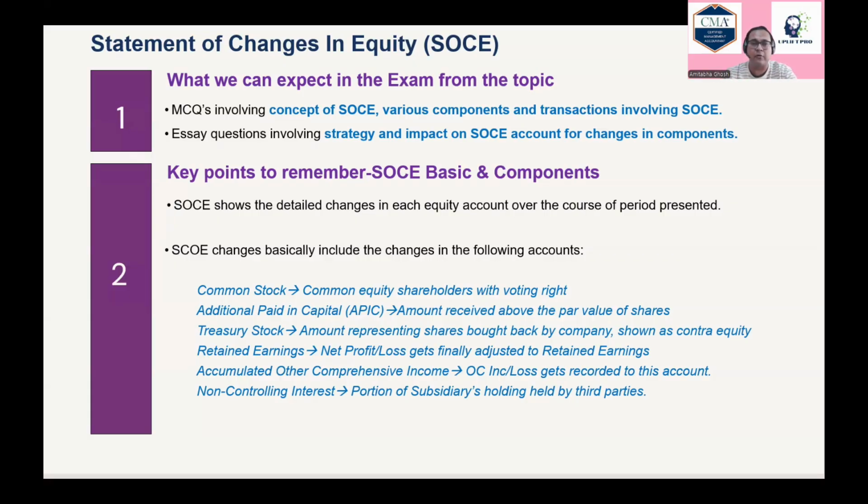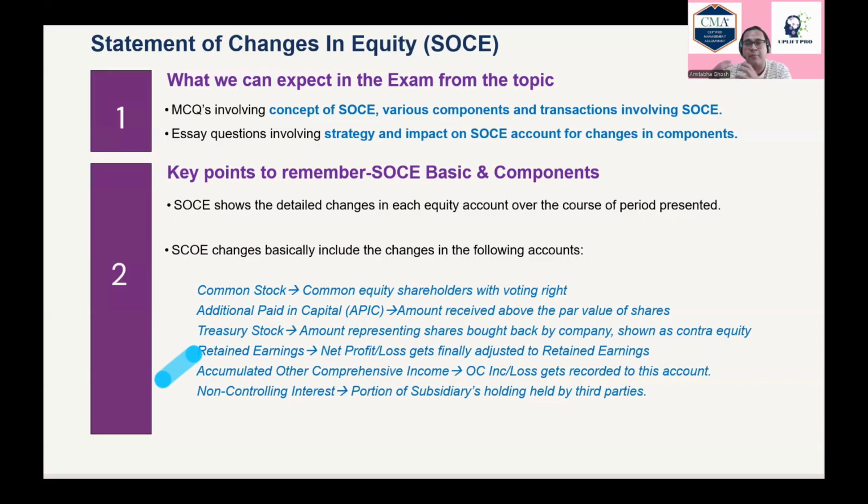It includes the following: common stock, as we know, it is the common equity shareholders who have the voting right. Additional paid in capital, or APIC, is when the shares are generally issued above the par value. The amount above the par value goes into the additional paid in capital, like the securities premium account that we are more conversant with from an Indian accounts standpoint. Treasury stock, the amount representing shares bought back by the company, which is shown as a contra equity.